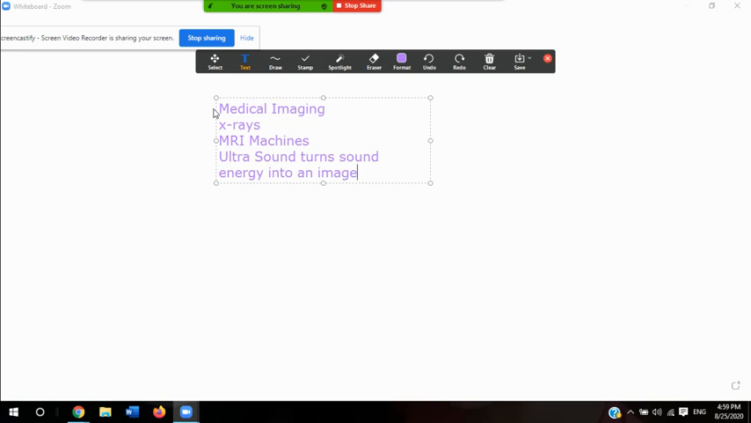So it's called a sonogram because, for example, in the case of women who are pregnant, or for whatever other reasons people have to undergo ultrasound, and this is me being very simplistic, it kind of turns sound energy into an image. Okay, so those are examples of medical imaging.